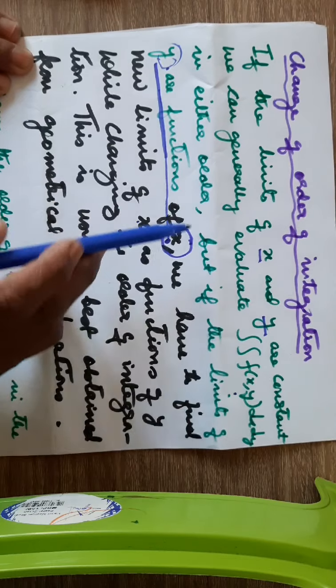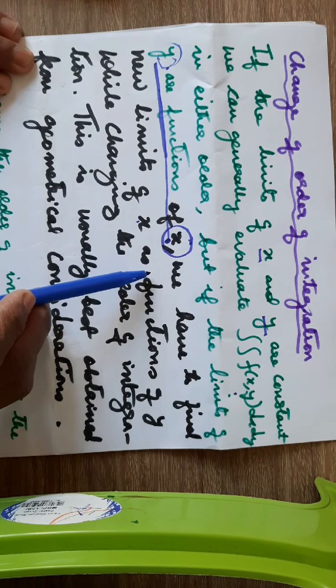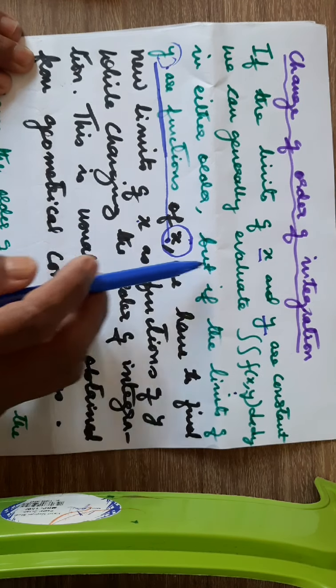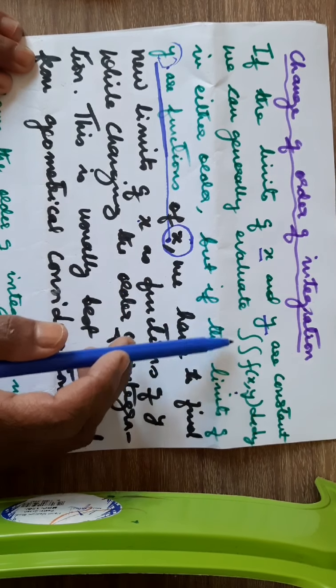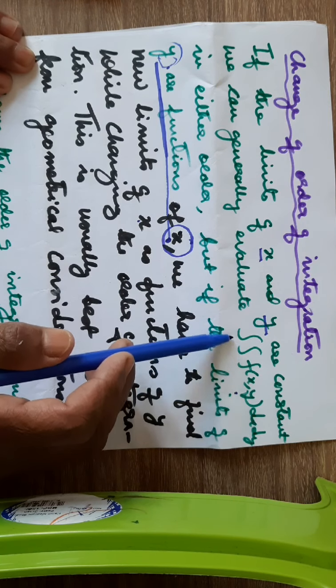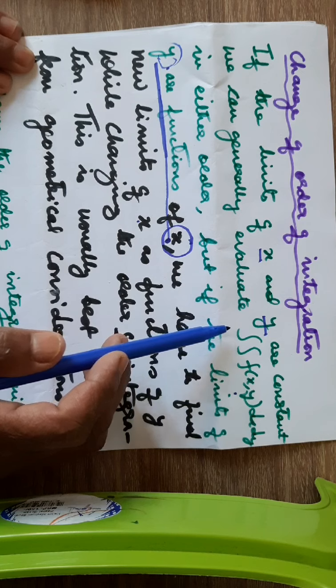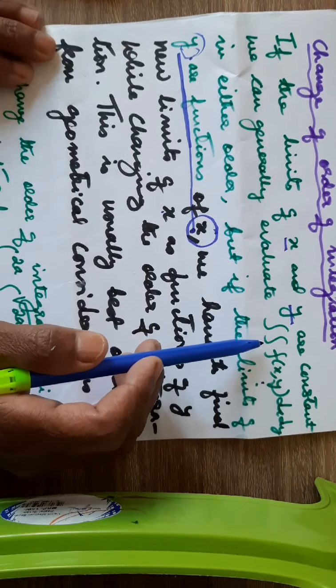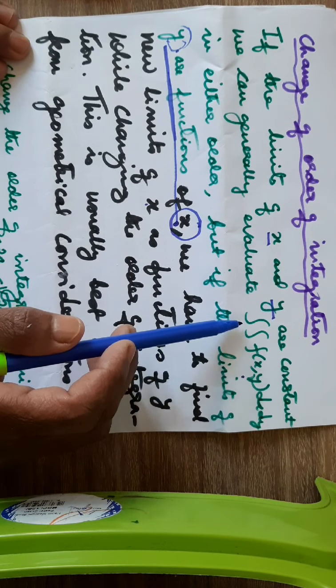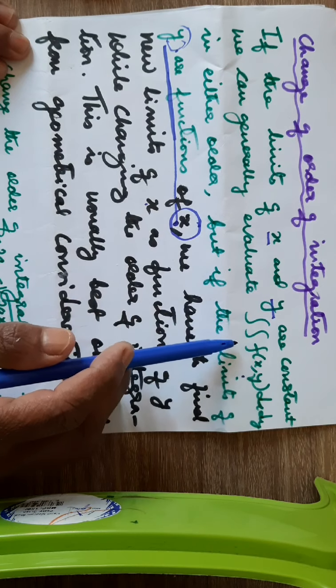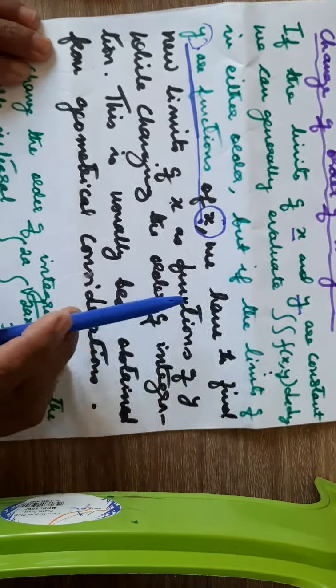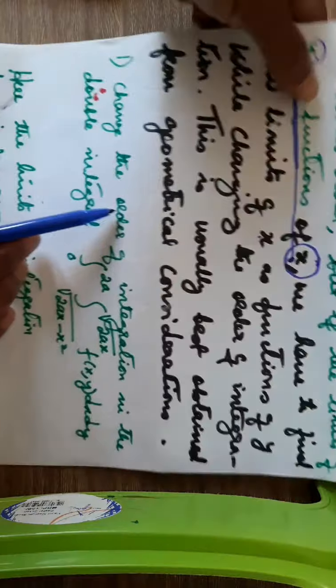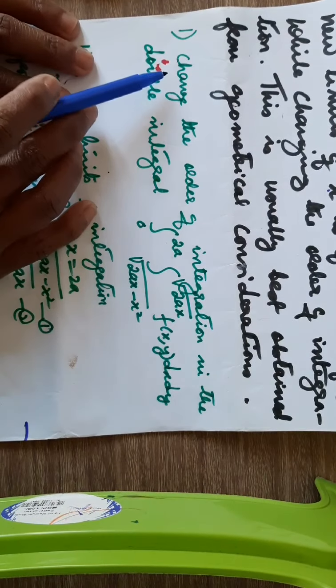To obtain the new limits of x in terms of y, what you have to do is draw the graph of those limits of function given for x and y, and then from the graph or from the figure you can find out the new limits of integration for y in terms of constants and for x in terms of y. So let us come to this problem now so that it will be more clear to you.